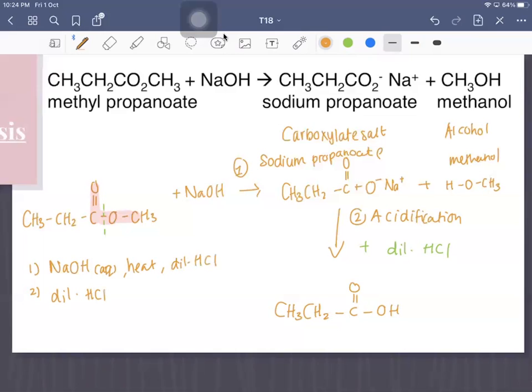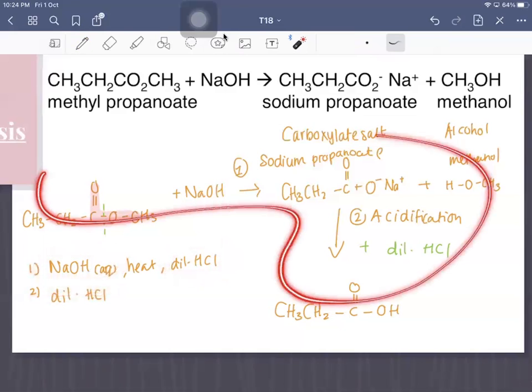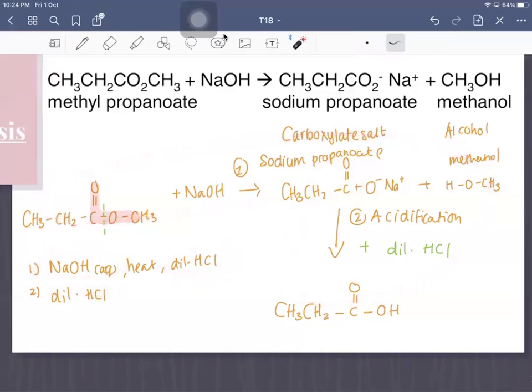Okay, so what you must not do is this. You've got sodium hydroxide, you've got dilute hydrochloric acid. They will react. Sodium hydroxide plus hydrochloric acid reacts into sodium chloride. So this reaction will not happen. Okay, so you want to separate the base and the acid, and you add them one at a time. First, you add aqueous sodium hydroxide with heat, and then dilute hydrochloric acid.